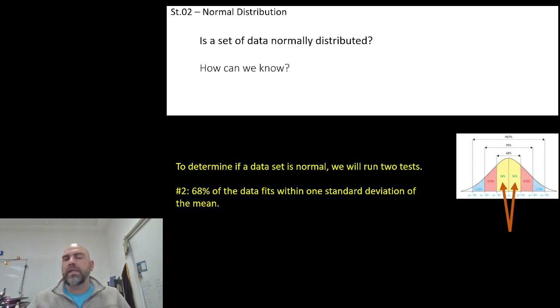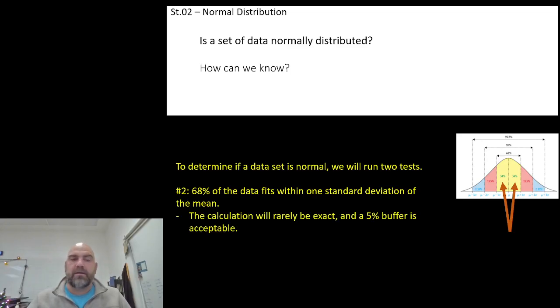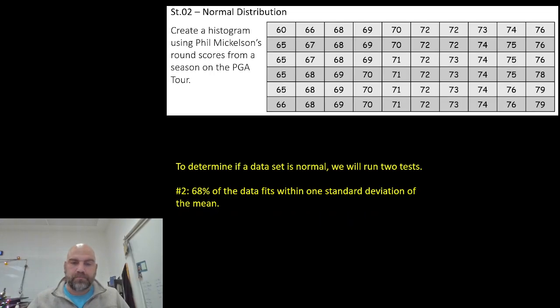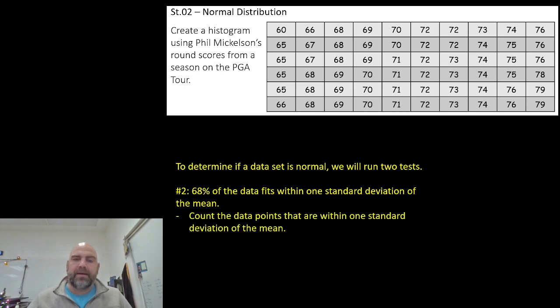To do this test, we're going to need to know the mean, and we're going to have to know the standard deviation. And when we do it, again, like I said, the calculation will rarely be exact. And so again, we're going to use a 5% buffer as acceptable on either side of that 68%, which means 63 to 73%. All right, let's go back to Phil Mickelson's scores here. And let's count up the data points that are within one standard deviation of the mean. Again, we need to know our mean and our standard deviation.